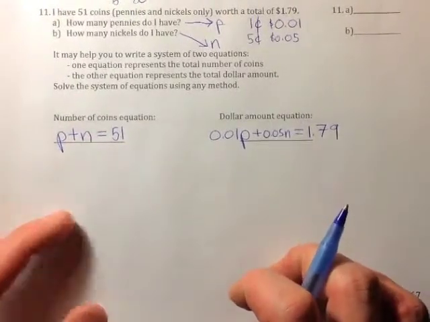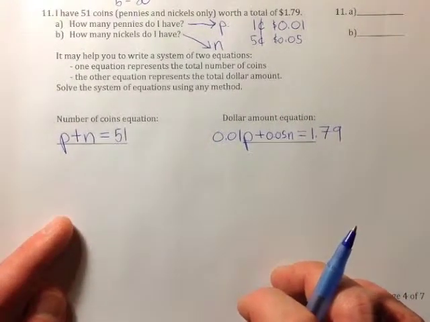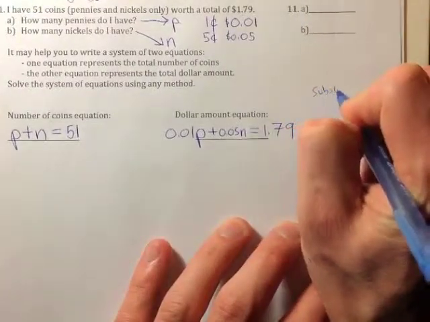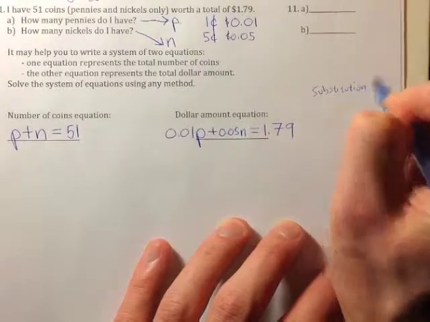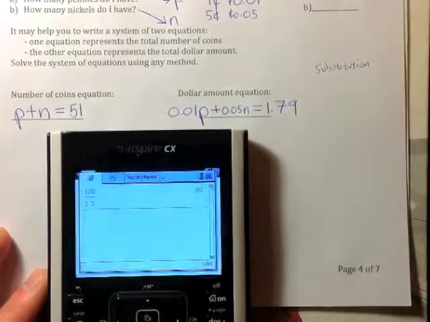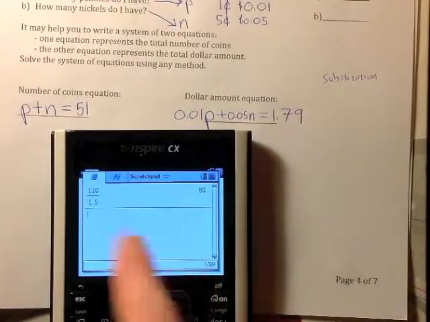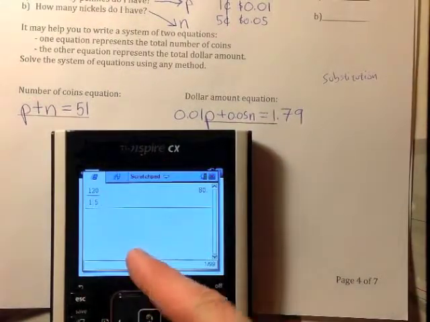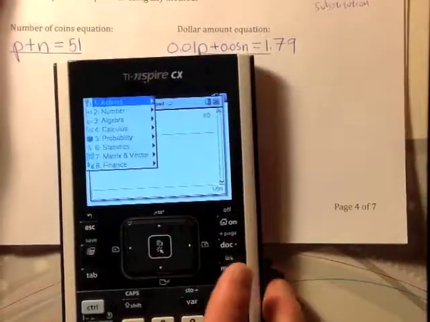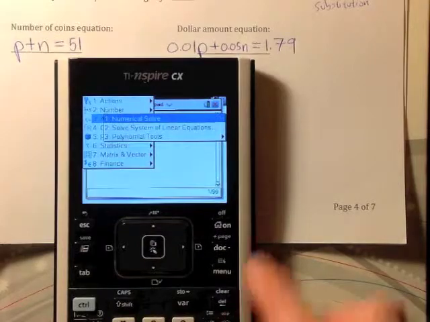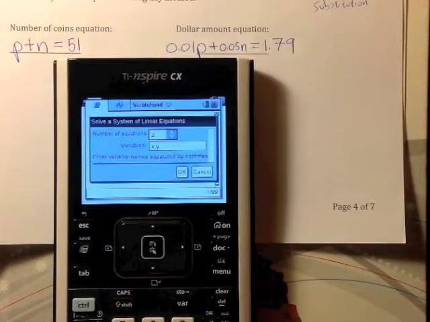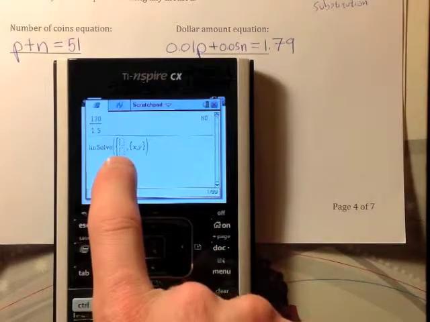Well, let's see. What's going to be the easiest thing to do here? We could do substitution. But honestly, I just want to use the calculator. Watch this. I'm going to show a trick. So be in the calculator screen here, and then we're going to go to Menu, Algebra, Solve System of Linear Equations. Yeah, I love it. Okay, so I need to type my two equations here.